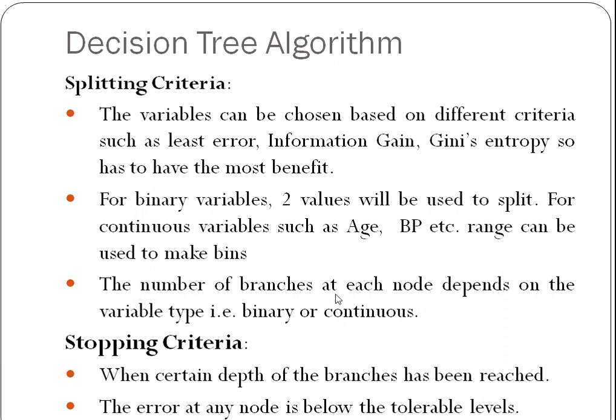The number of branches at each node depends on the variable type, that is, binary or continuous. If it is binary, definitely there are only two branches.